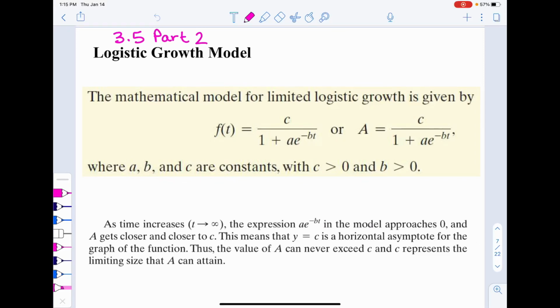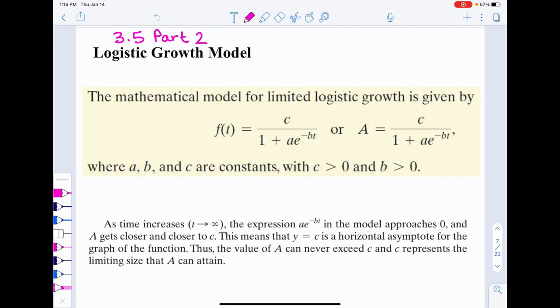Looking at section 3.5, part 2, logistic growth model. It says the mathematical model for limited logistic growth is given by f of t is equal to c divided by 1 plus a e to the negative bt. Or instead of function notation f of t, the function in regards to the time, they might just call it A is equal to the same setup. It says a, b, and c are constants with c greater than 0 and b greater than 0.